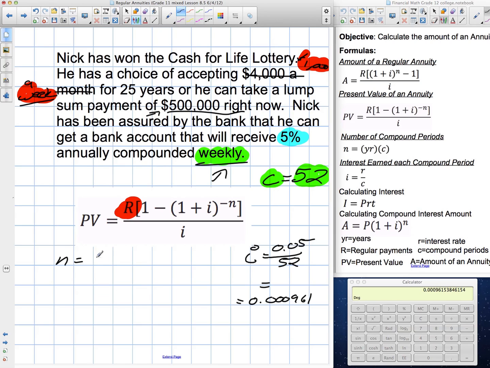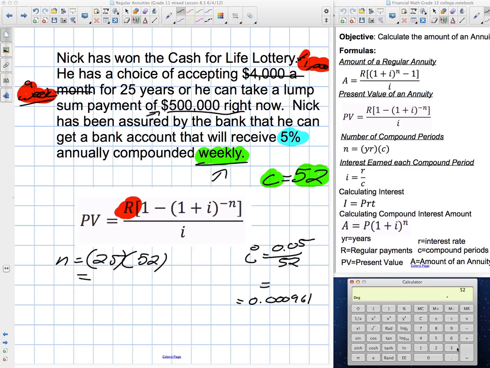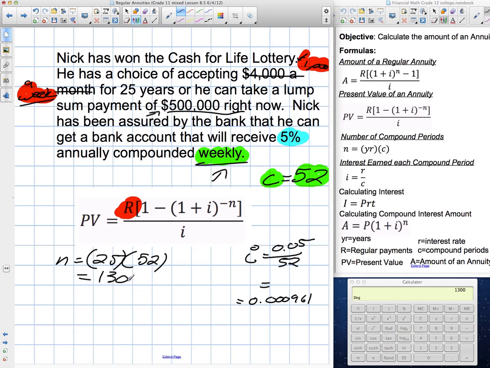N is the number of years. How many years are we? 25. How many compound periods? 25 times 52, which is 1,300. So there are 1,300 weeks in 25 years. That's going to be our N, or our exponent in this question.